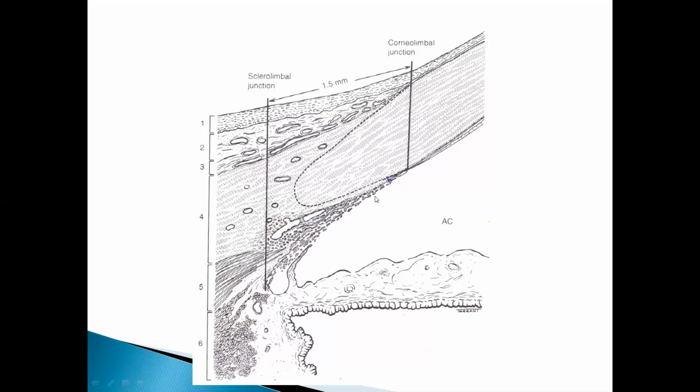So most of the time, the site of obstruction is at the trabecular meshwork. So if there is obstruction here, then fluid builds up, fluid can't drain properly, and the pressure goes up.